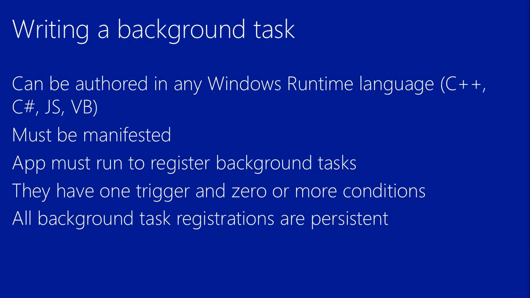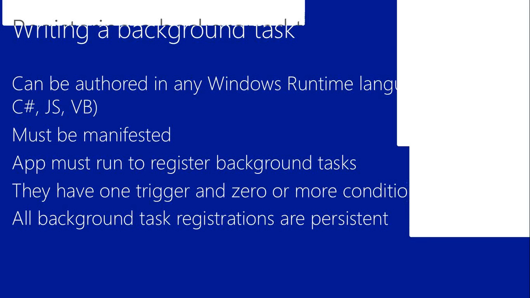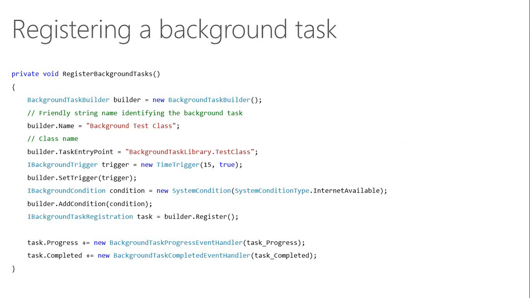There's another side to it, which is that if next time your application is launched and you are trying to register the background task again, it's a good idea to check whether it was previously registered. If it is previously registered with the background task infrastructure, you can delete it and then re-register it. So this is about background tasks, the languages you can use, the declaration you have to do in the manifest, how you can have exactly one trigger and zero or more conditions, and how the background task registrations are persistent.